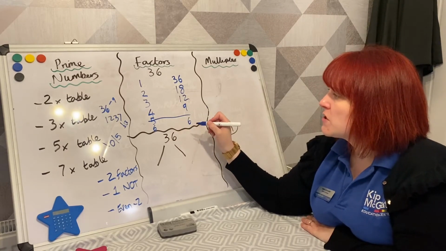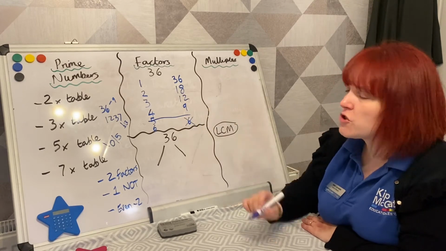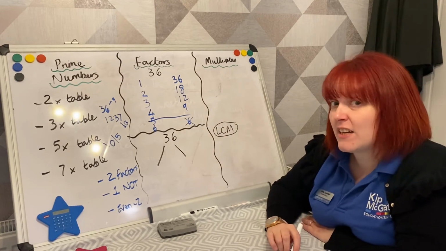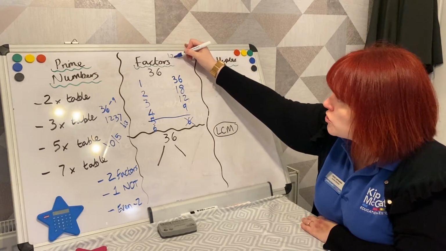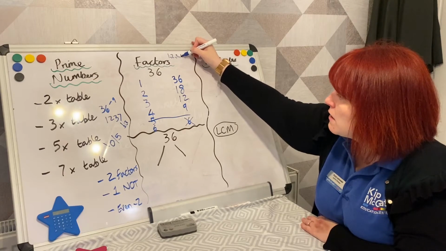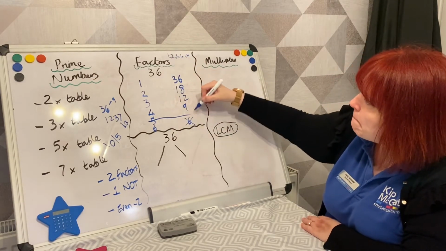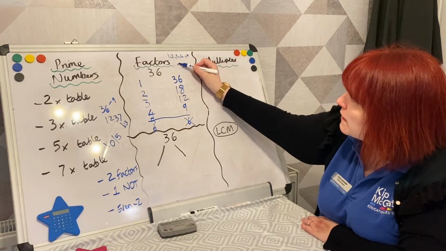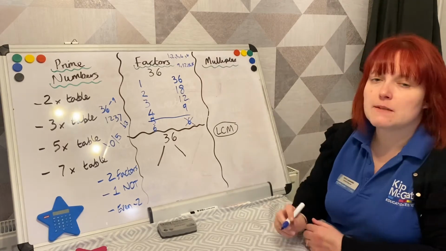When I was then writing those in a list, I would remind the children that they would never write the number twice. So they just write 1, 6 when they're writing them in order. So if I was writing those in order, I would just go 1, 2, 3, 4, 6. So I've gone down here, and then I work my way back up this side. So 9, 12, 18, 36.